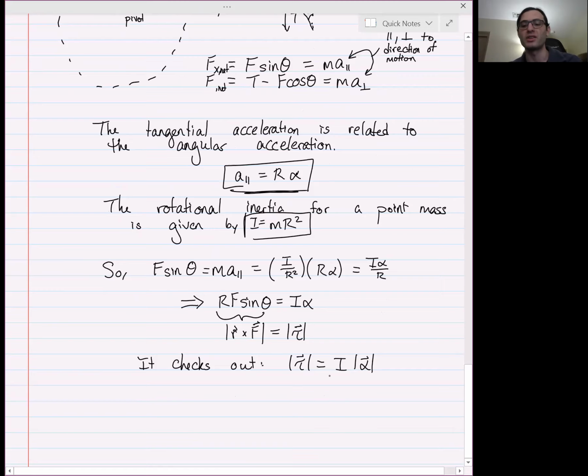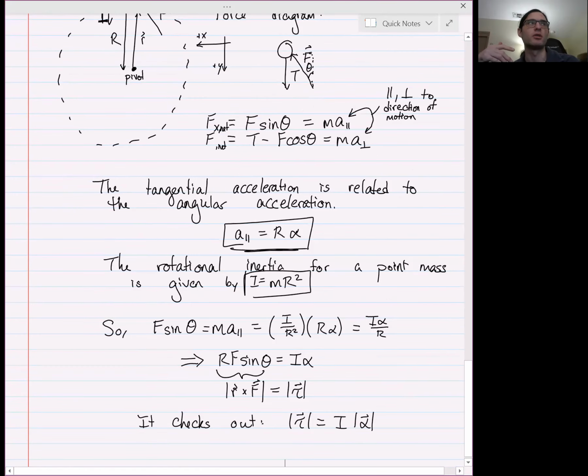Now, the reason why these are all just magnitudes is because this is just a 2D problem, just 2D rotation. So just like how you could work with positive and negative numbers in one-dimensional motion, for rotation in a 2D plane, you can just work with positive and negative numbers.